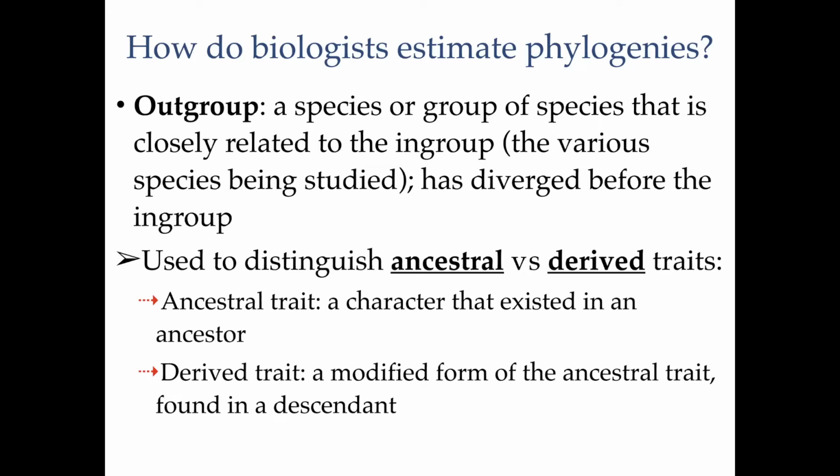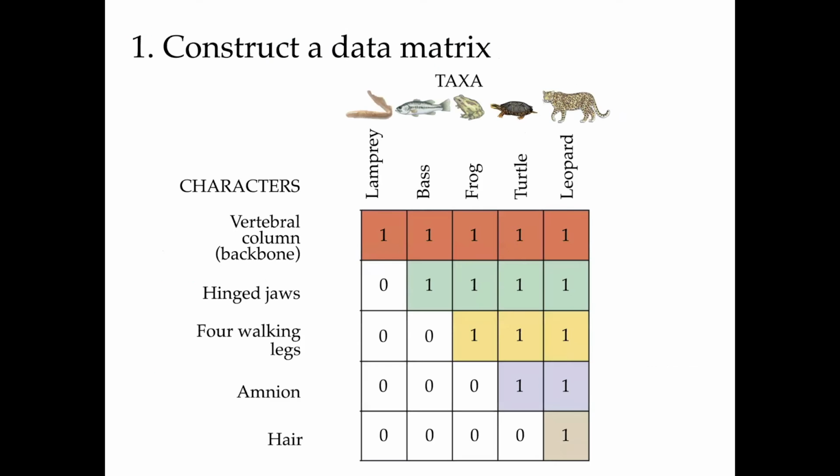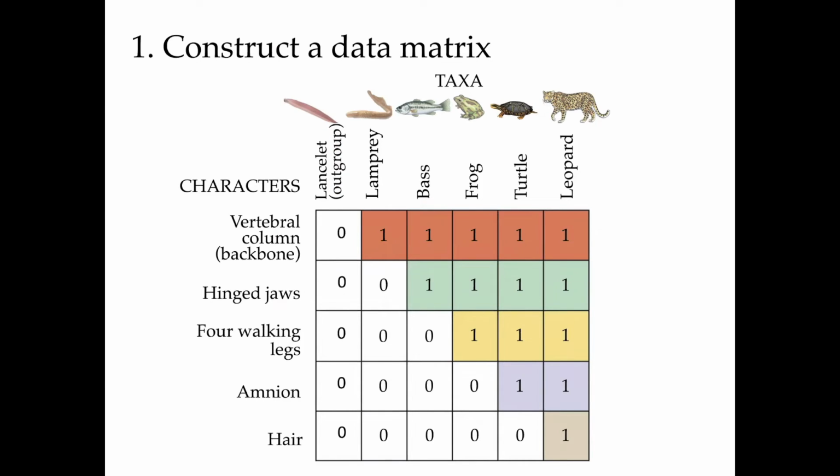And let's see this in a tree so it's easier to understand. For our example that we are drawing, I choose the lancelet as an outgroup. Let's see how this lancelet actually falls in this data matrix here. So I put it here, and then we're going to see which of those characteristics the lancelet will have. The lancelet, you don't need to know what this is, but it does not have any of those things. It does not have backbone, hinged jaws, walking legs, amnion, or hair. So it's zero for everything here.